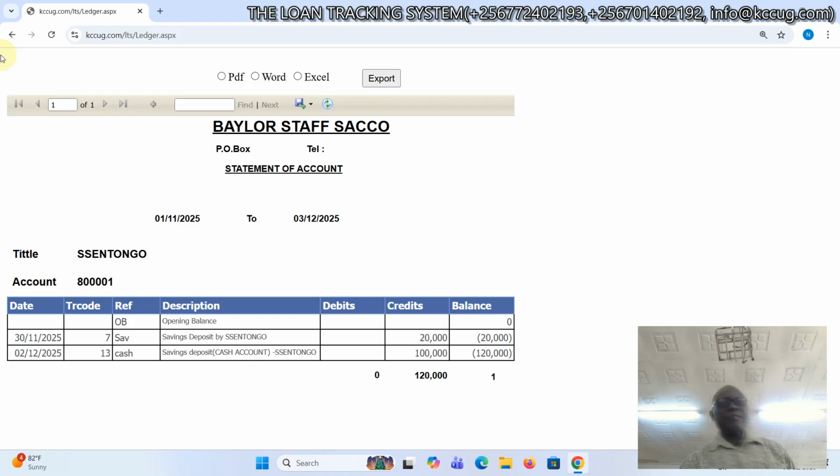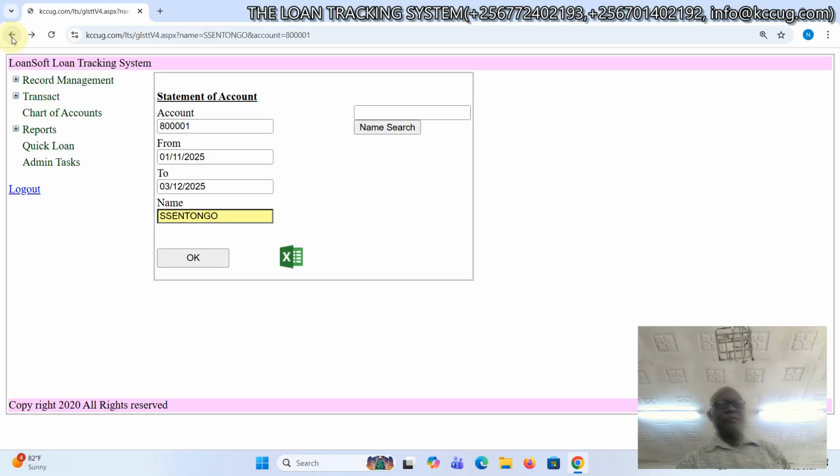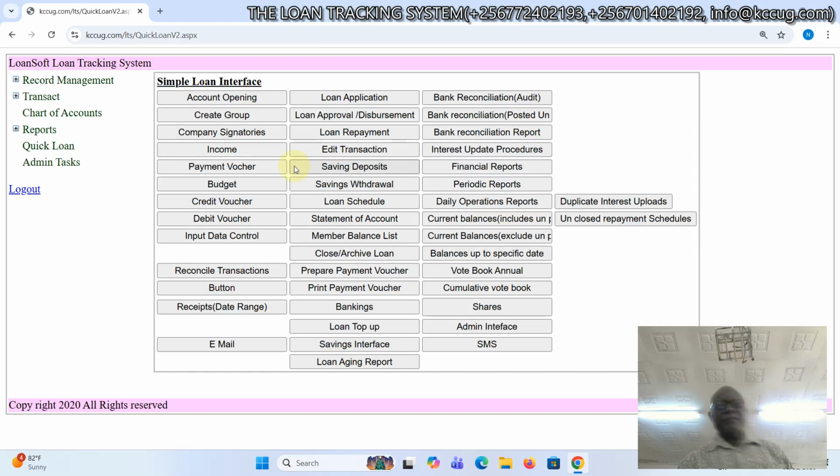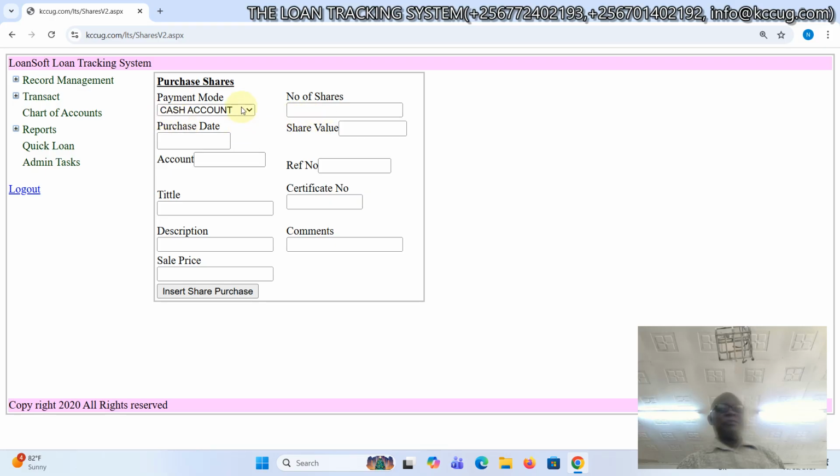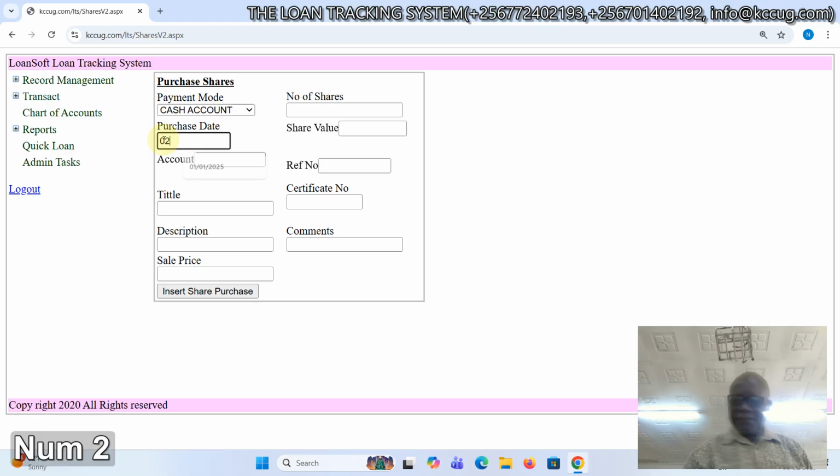Let us look at shares deposit. Somebody can come and then say, I want to buy shares. Click on shares here. The only problem I have with shares here is that I will have to use the account. I think Sentongo was 7001 or 9001. This cash account, case date, let us say 2nd of December 2025. The account is 90001.